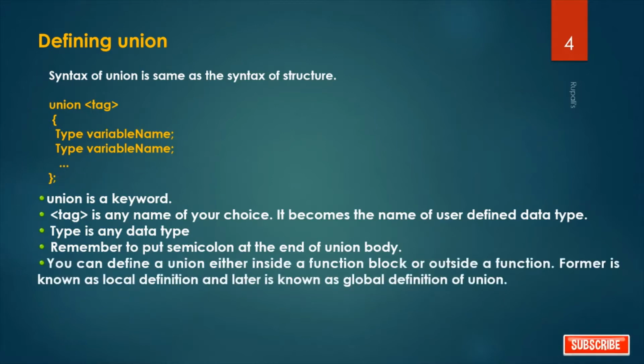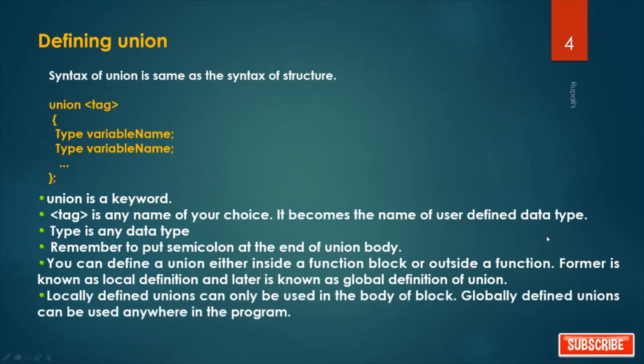You can define a union either inside a function block or outside the function block. If you define any union inside the function block, then it is called local definition. And if you define it outside the function block, then it is called global definition of union. A locally defined union can only be accessed in the body of the block. A globally defined union can be used anywhere in the program.